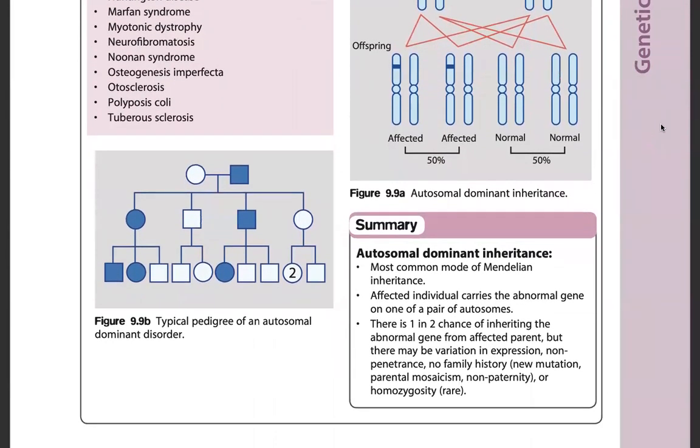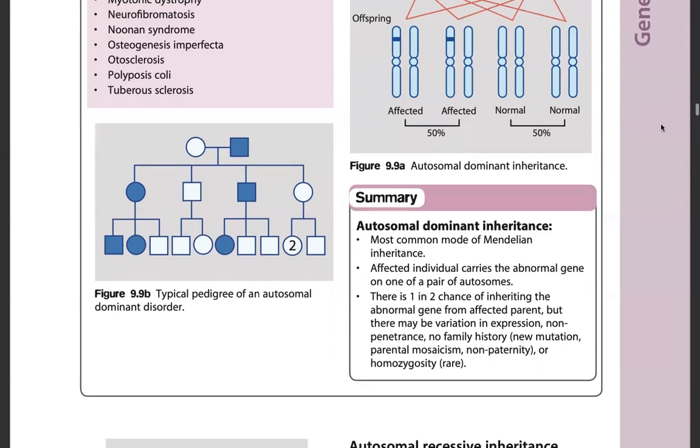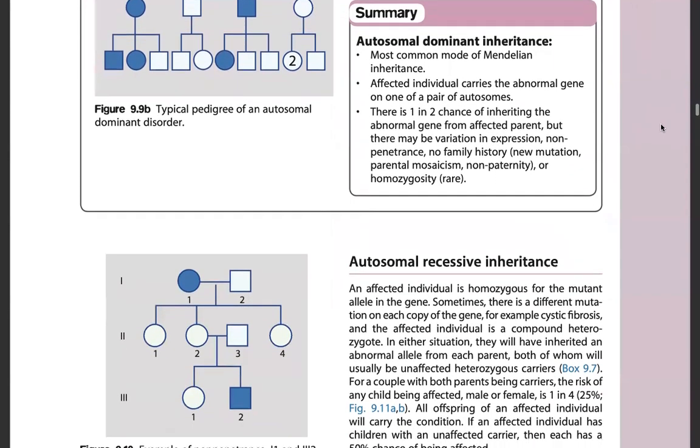Summary: autosomal dominant inheritance is the most common mode of Mendelian inheritance. The affected individual carries the abnormal gene on one of the pair of autosomes. There is a 1 in 2 chance of inheriting the abnormal gene from an affected parent, but there may be variation in expression, non-penetrance, no family history, new mutation, parental mosaicism, non-paternity, or homozygosity, which is rare.